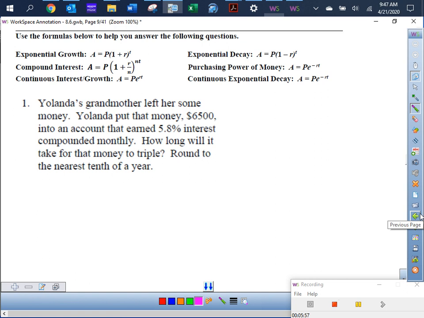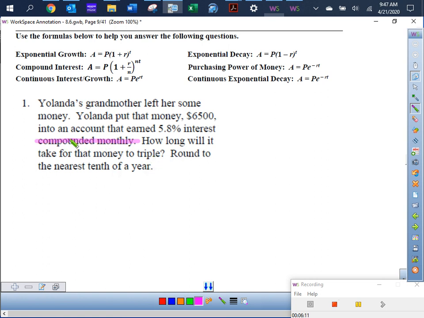Yolanda's grandma left her some money. Thank you, Grandma. Yolanda put that money, which was $6,500, into an account that earned 5.8% interest compounded monthly. Bing, bing, bing. How long will it take for that money to triple, round to the nearest tenth of a year?